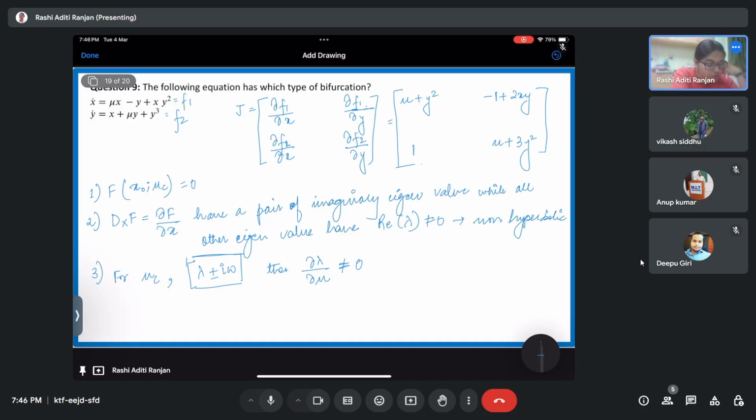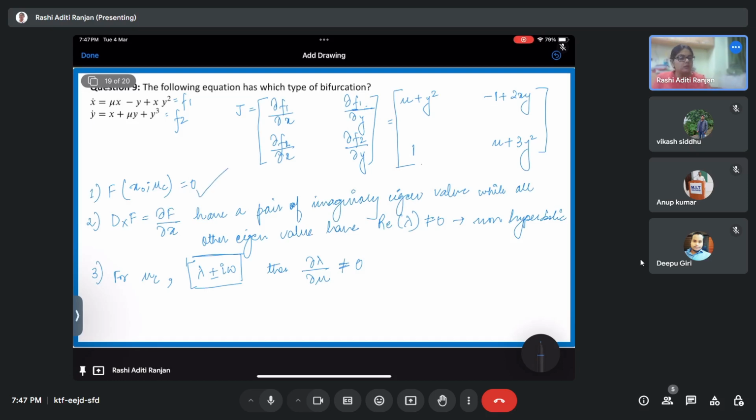So for the first case, f at x naught and mu c should be equal to 0. So see, 0, comma 0 is my fixed point, isn't it? 0, comma 0 is my fixed point, right? If I put those two fixed points in the equation, do you think it matters what the value of mu is? Because mu is multiplied with x, mu is multiplied with y. If x is 0 and y is 0, it does not matter whatever the value of mu is, my f is definitely going to be 0. So my first condition is satisfied.